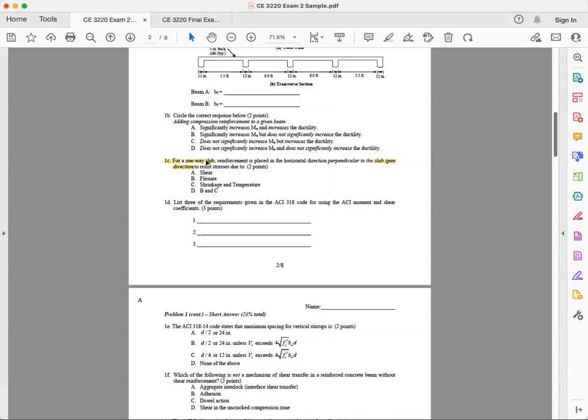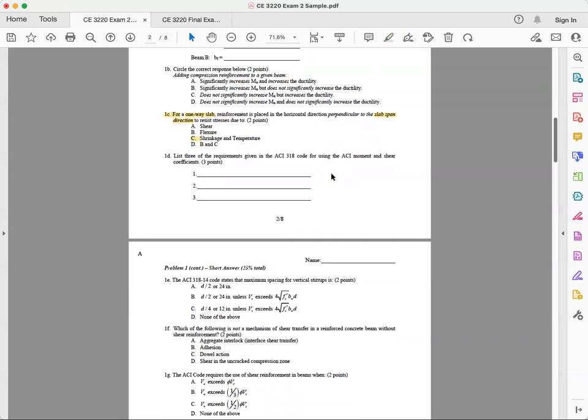The question is asking about reinforcement placed in the horizontal direction perpendicular to the span direction. That means it is transverse, because it is perpendicular to the span direction, the longitudinal direction. So this is asking about the reinforcement along the transverse direction. What is the reinforcement along the transverse direction for? Basically it's for shrinkage and temperature. So C is the correct answer.